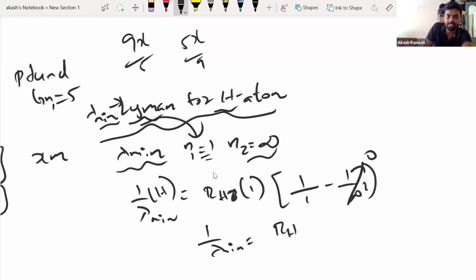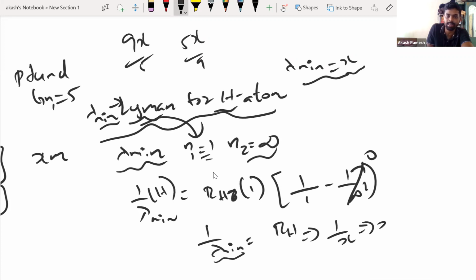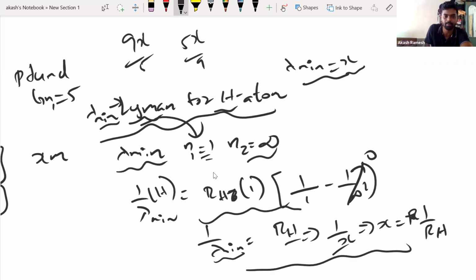And see, they have given the lambda minimum as X. The value is given to you. That is, lambda minimum is given as X, right? So can I write 1 by lambda minimum? In this place, if I put X, so basically RH is nothing but 1 by X, or I can write X is equal to 1 by RH. Till now, is it okay, people? Whatever it is, I can write RH as 1 by X, or X as 1 by RH. Okay, so this is easy. This is coming from the calculation.